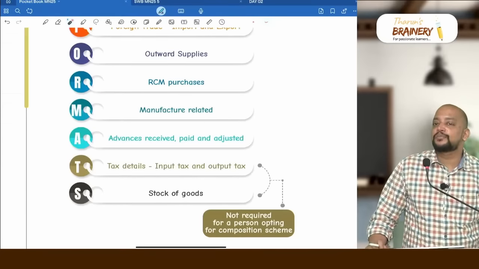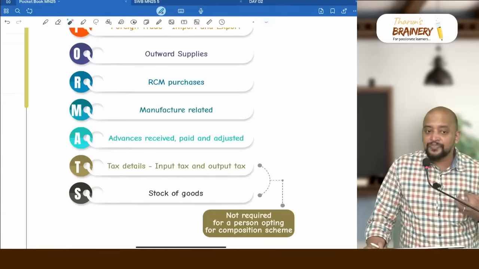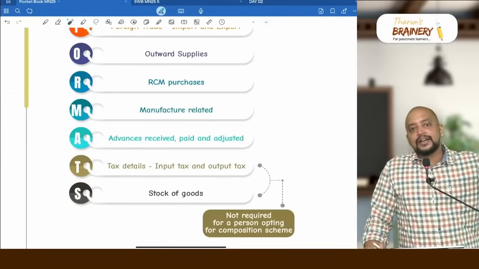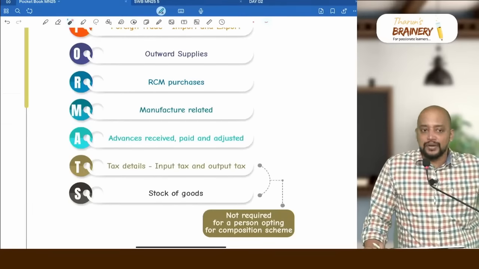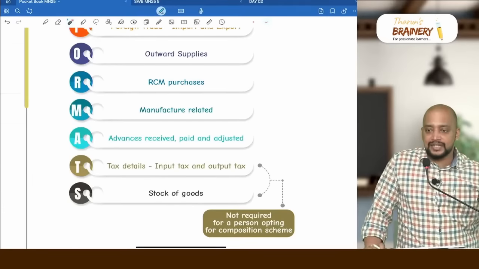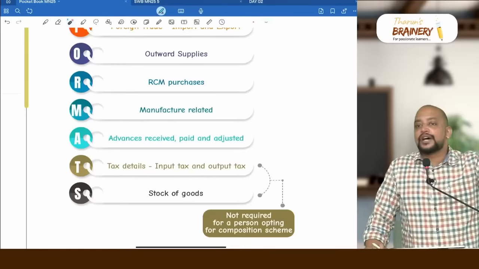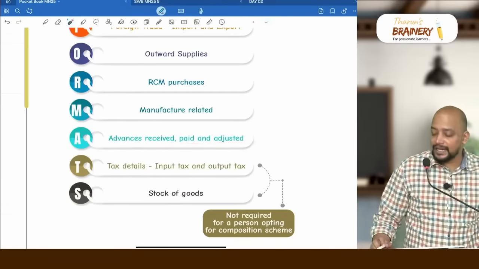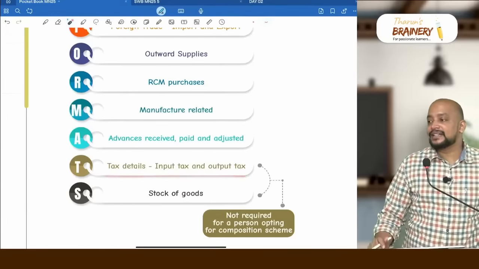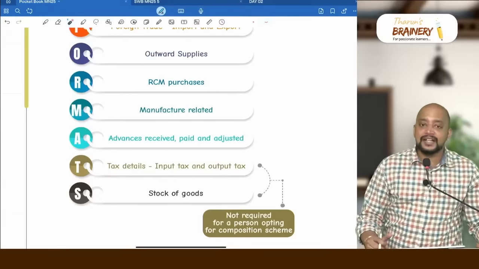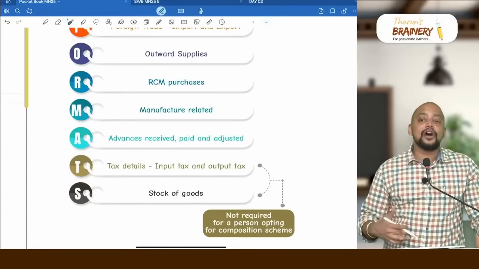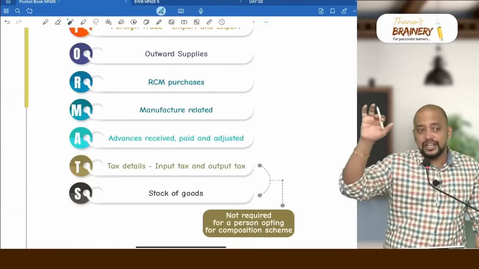That is manufacture related. A for advances received, paid and adjusted. Advances will be received from whom? Advance will be received from customers. Advances will be paid to suppliers. And adjustment, like for example, already we paid some advances or we received some advances, while raising the bill we need to adjust it and on net amount only we need to pay. So that is advances received, paid and adjusted. Then tax details. Tax details means input tax and output tax. Then stock details, along with the place where we are keeping the closing stock.